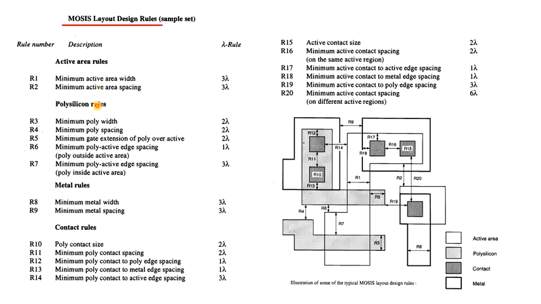Okay, so for example, this polysilicon design rule shows that in a particular technology node, the minimum polysilicon width has to be 2 lambda. Minimum polysilicon spacing has to be also 2 lambda. Minimum gate extension has to be 2 lambda. Metal rules, polysilicon contact size has to be 2 lambda.